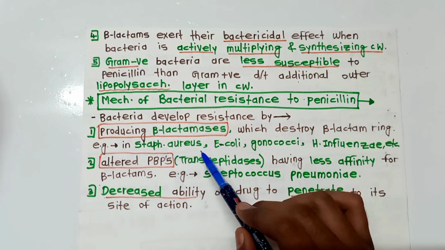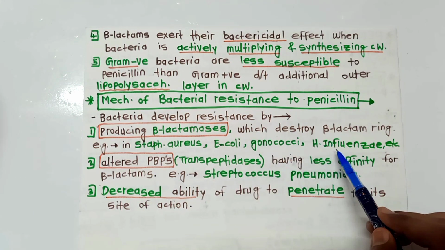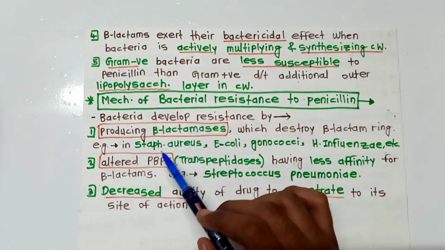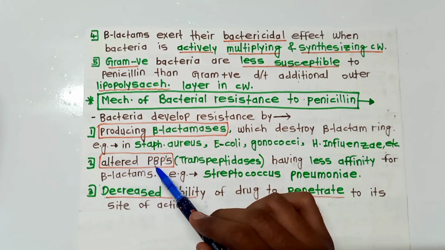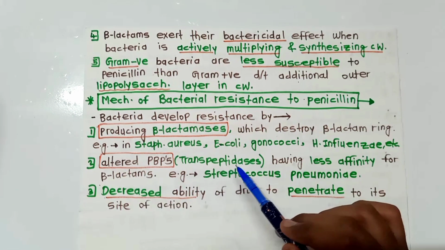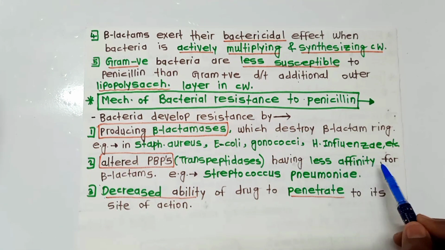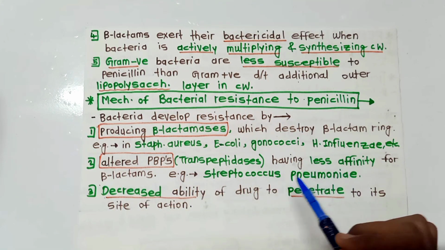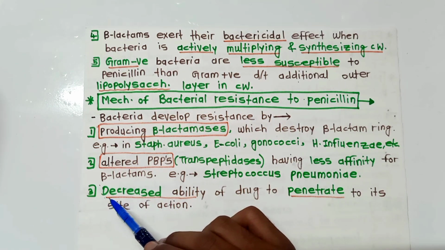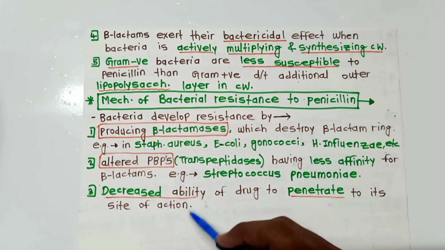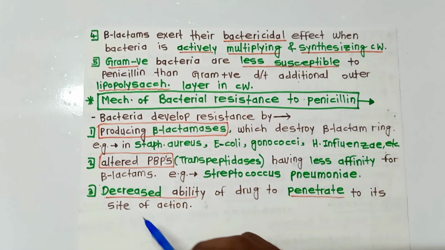Examples are Staphylococcus aureus, E. coli, gonococci, Haemophilus influenzae, etc. The next mechanism is that bacteria develop resistance to the penicillin by altered PBPs, penicillin binding proteins, also called transpeptidases. The altered transpeptidases have less affinity for the beta lactams. An example is Streptococcus pneumoniae. Lastly, the last mechanism is by decreased ability of the drug, that is penicillin, to penetrate to its site of action. Bacteria develop resistance by decreasing the ability of the drug to penetrate to its site of action.